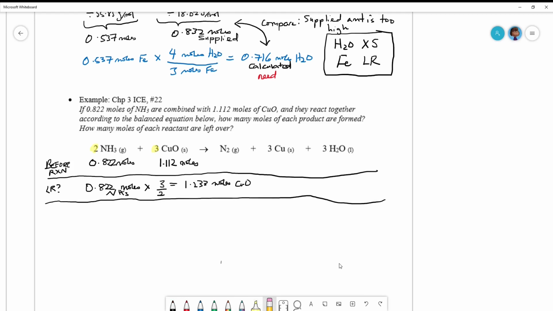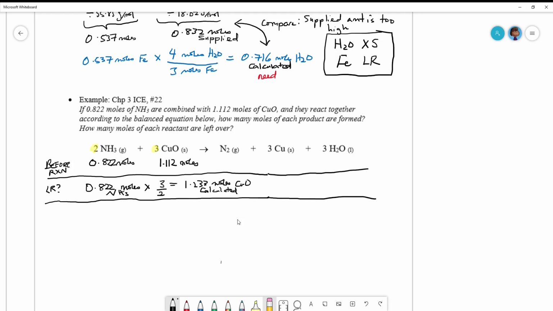And I'm still pretty horrible at drawing lines here, aren't I? Let's again try and fix them a little bit more neatly. There we go. Now, let's remember how we then go about identifying the limiting reactant. This quantity is the amount calculated. This is the amount supplied. So let's just note that this is our calculated quantity. This represents the amount of copper oxide we need.